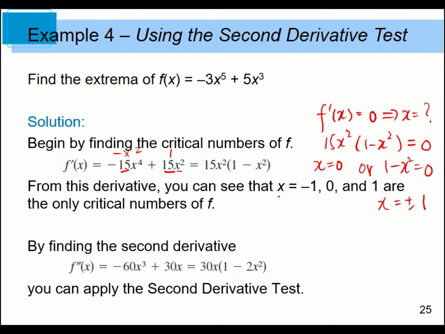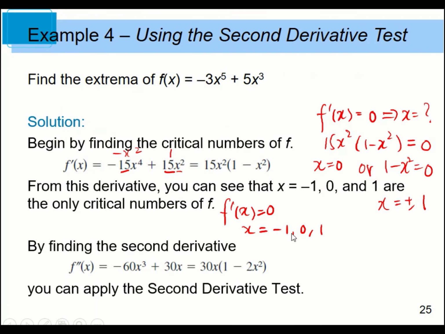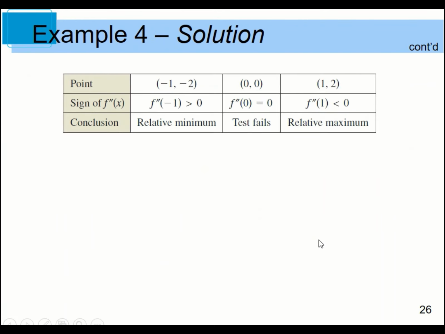Okay, so when f prime equals 0, we have the possible values of x: negative 1, 0, and 1. These are the critical points of f. After that, we need to apply the second derivative test on these values to see if they are a maximum point or a minimum point. So negative 1, 0, and 1, we put these in a table.